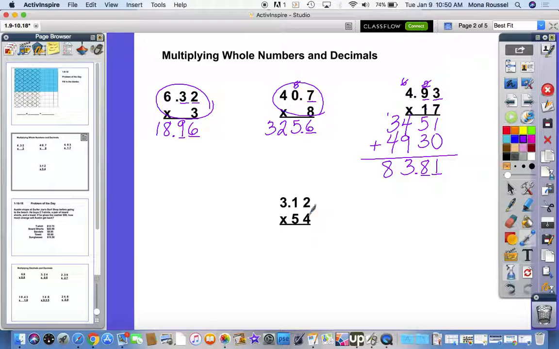In our last example, we'll again multiply first. 4 times 2 is 8. 4 times 1 is 4. 4 times 3 is 12. Before we multiply by the 5, we're going to add a 0. 5 times 2 is 10. 5 times 1 is 5, plus 1 is 6. 5 times 3 is 15. So we'll add.